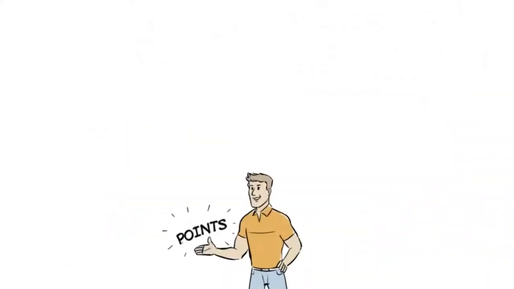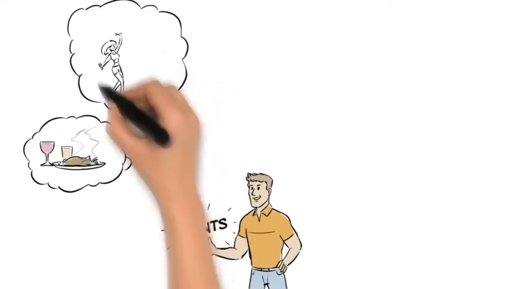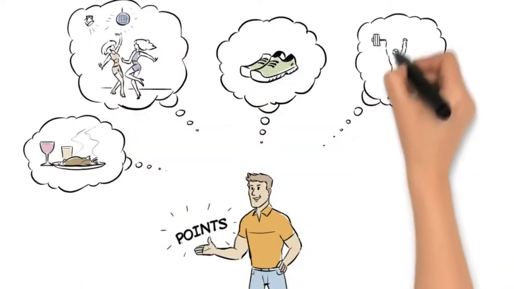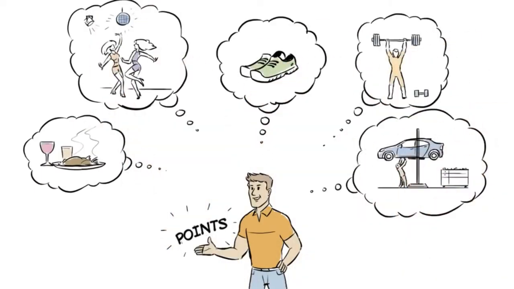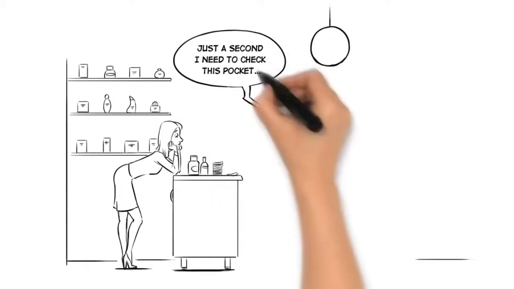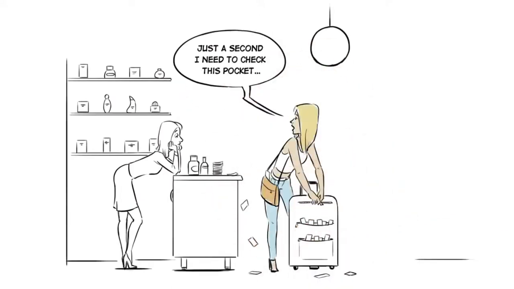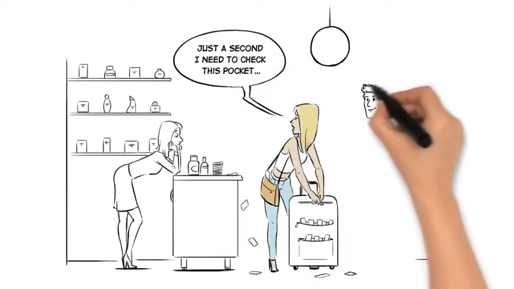Accumulated points. This is your additional discount. It can be a free meal or a purchase made in a participating shop. You don't have to carry loads of discount cards with you. It's always there inside your phone.